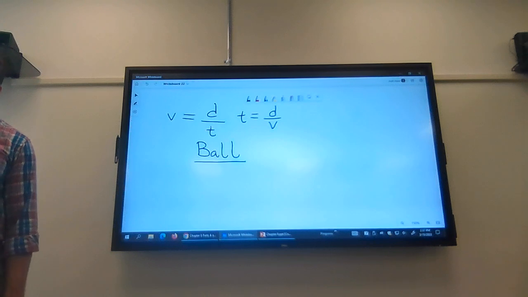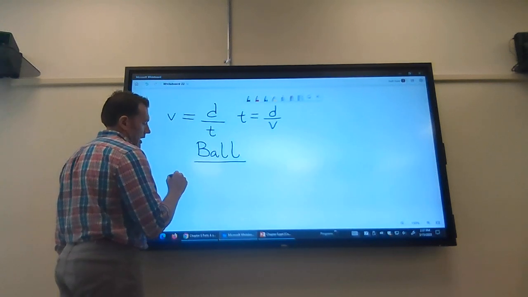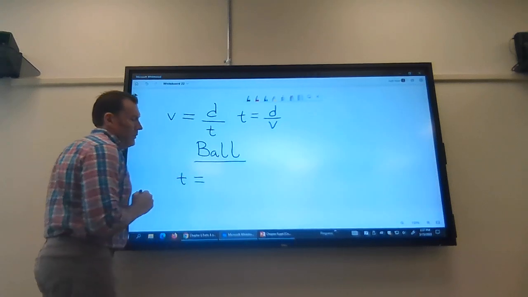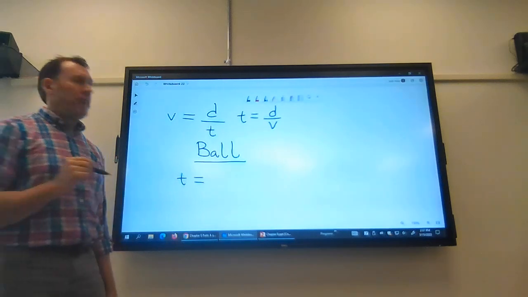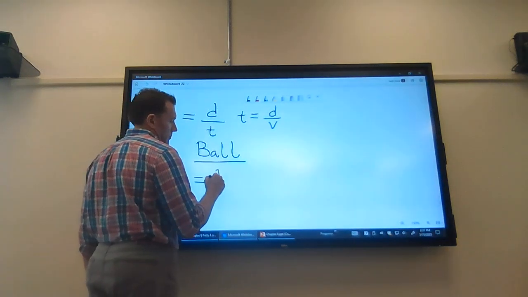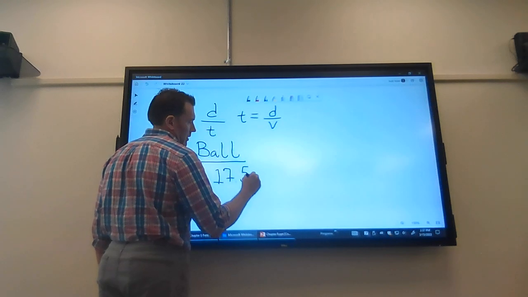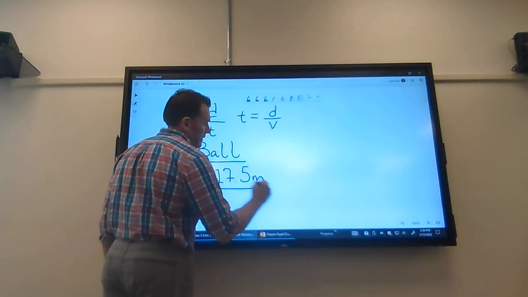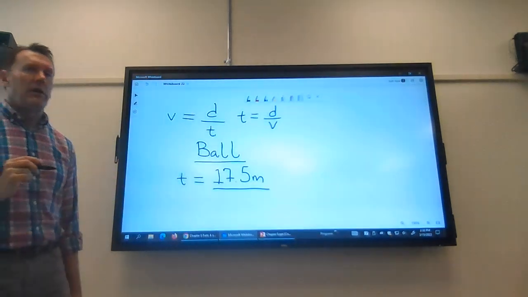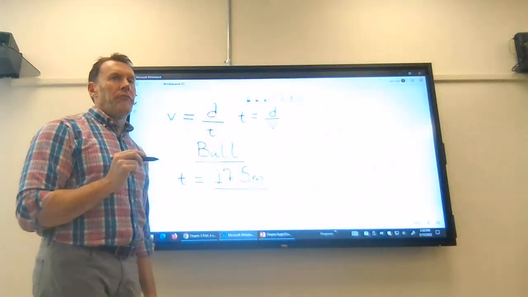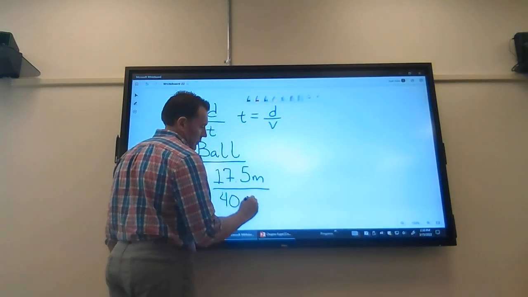So let's take a look at the time of the ball, so how fast the ball gets to home plate. So we could say time, what was our displacement from home plate? 17.5 meters, and how fast was the ball traveling? 40 meters per second. Yeah, so 40 meters per second.